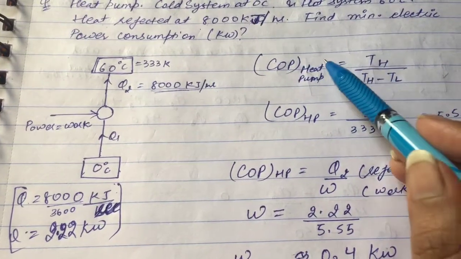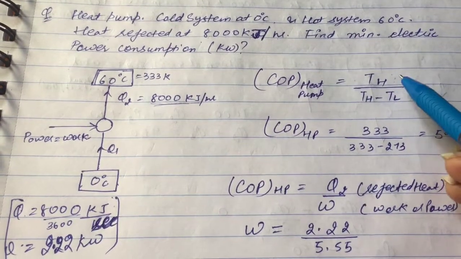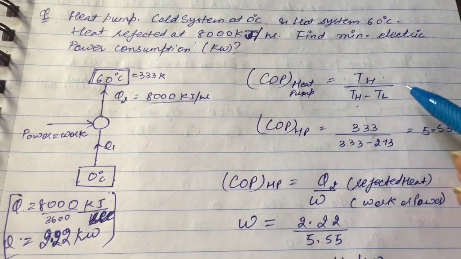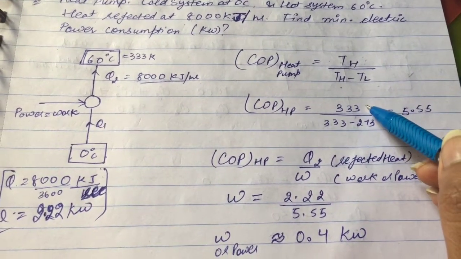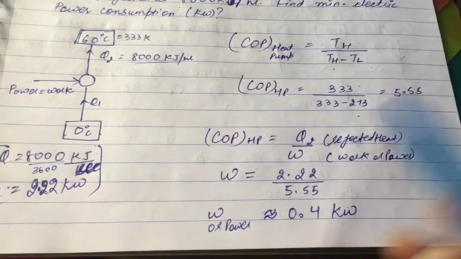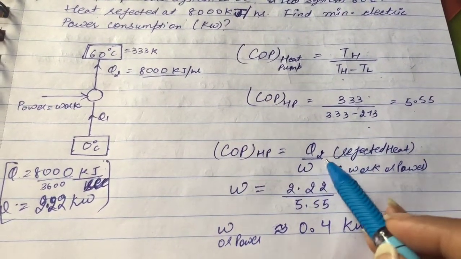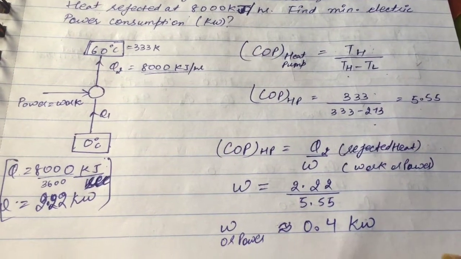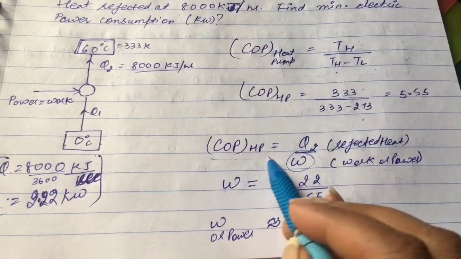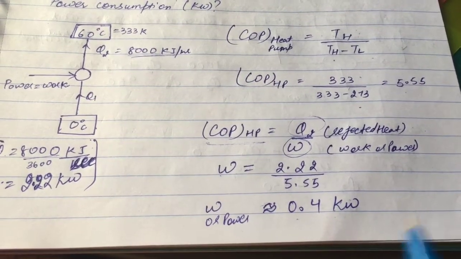So COP for a heat pump we know is temperature of the hot side, TH by TH minus TL. So TH we know is 333 and TL we know is 273. So COP comes out to be 5.55. And COP for a heat pump is also equal to Q2 by W, Q2 being rejected heat and W being work or power. So COP we have calculated, Q2 we know, and from there we can calculate power, which is equal to 0.4 kilowatt.